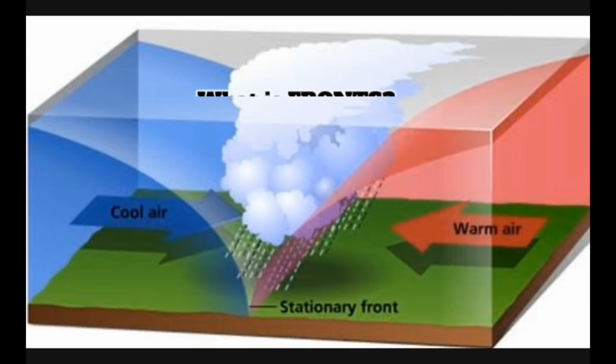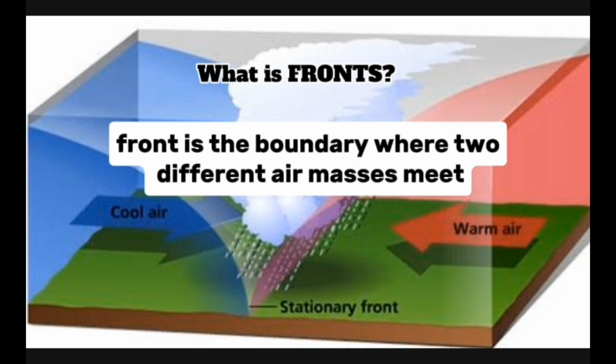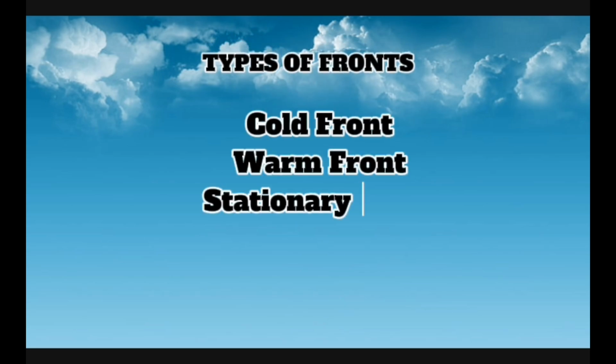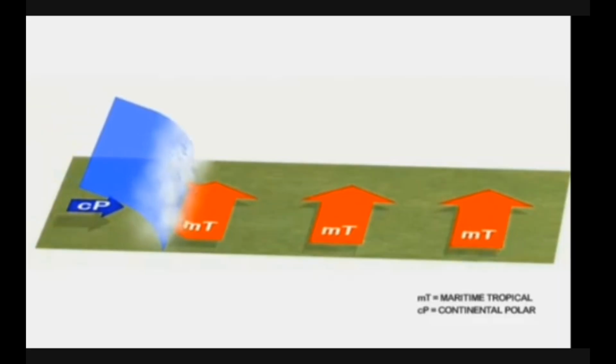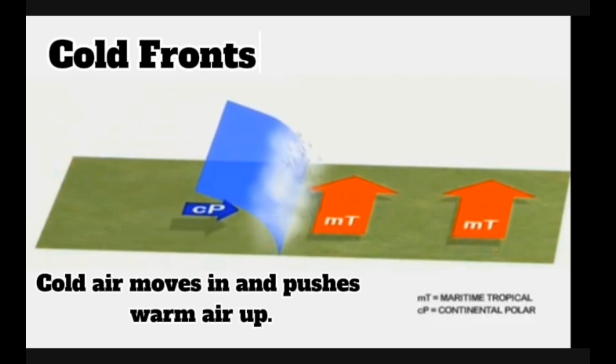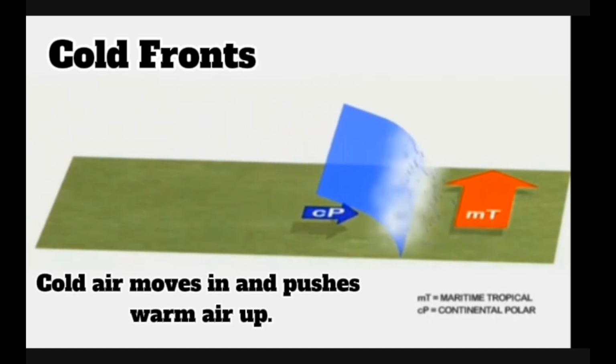Next we have the fronts. A front is a boundary where two air masses meet. There are four types of fronts: cold, warm, stationary, and occluded fronts. First we have the cold front. It is cold air which pushes warm air up.